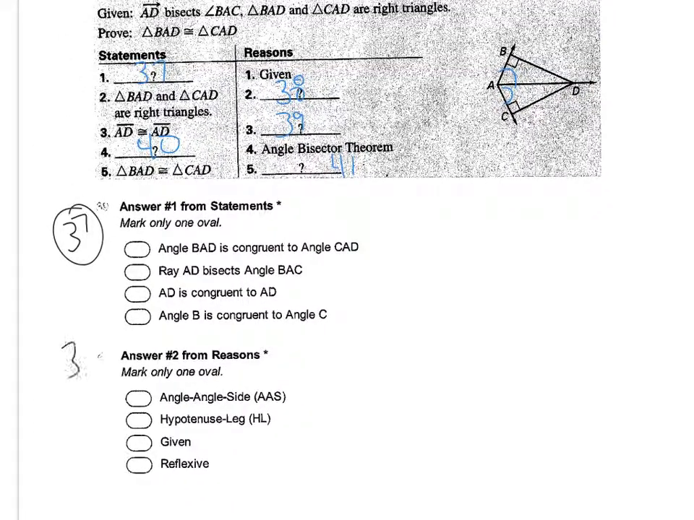Here's number 38, and that's for blank number 2. So it says BAD and CAD are right triangles. Where did that come from? I think I just read it. What's your reason here? You have 4 choices: angle side, hypotenuse leg, given, or is it something else? Now we'll go to the next page, and you can flip back to look at the picture.